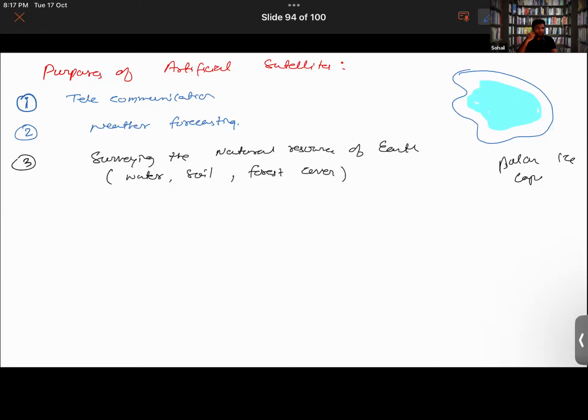Then if there is a forest fire somewhere, for example, how much damage has been done? That can also be studied using artificial satellites, right? And then one use is for military purposes also. We use it to find where the hideouts of the enemy are, where the bunkers are, where the military camps are. That can also be spotted using artificial satellites. Getting it? Okay.